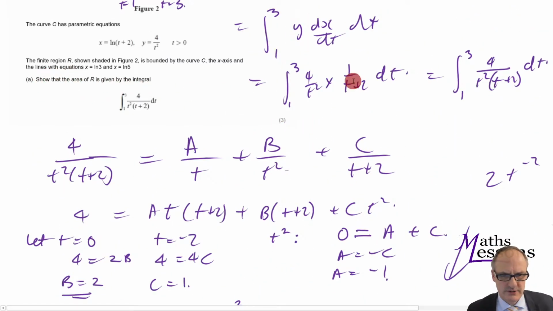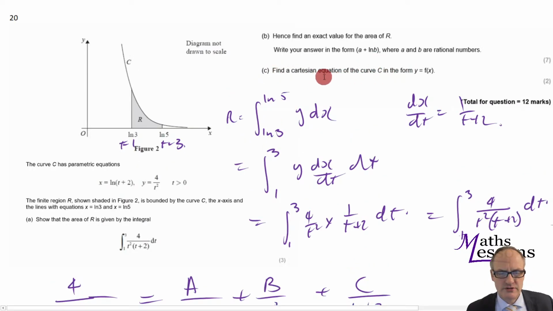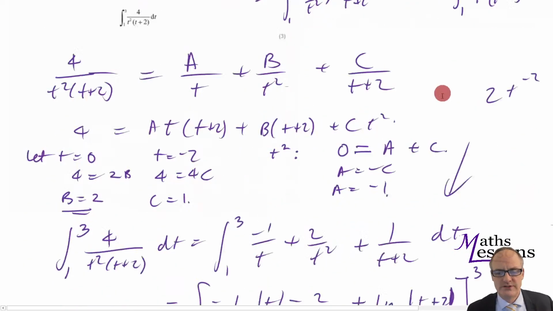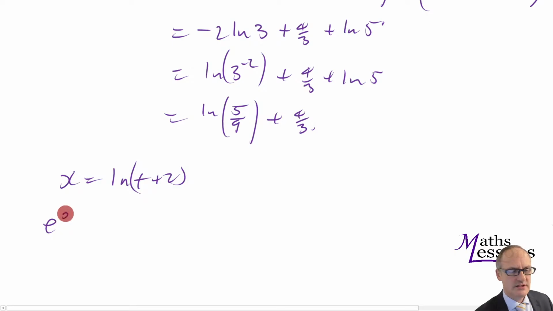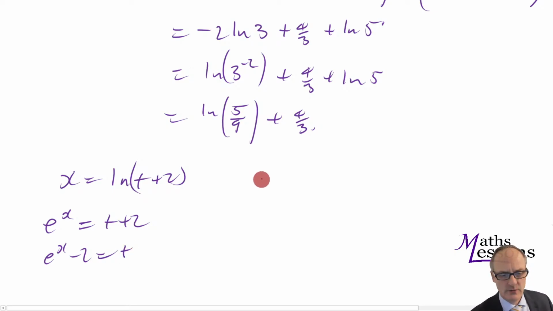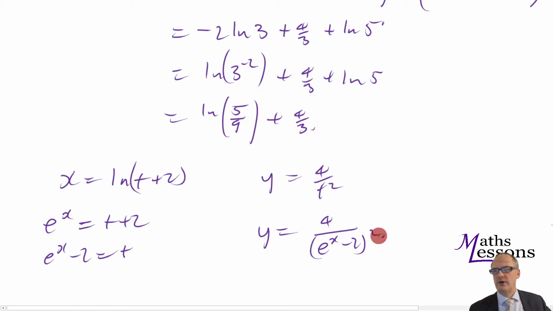So let's see what we're going to do, part C. Find the Cartesian equation of this curve C in the form y equals f of x. Very similar to the last question we just did. So we know that if x is equal to the natural log of t plus 2, then e to the x will equal t plus 2. So e to the x minus 2 will equal t. Now we know that y is equal to 4 over t squared, so therefore y will equal 4 over, now t is equal to e to the x minus 2, all squared.